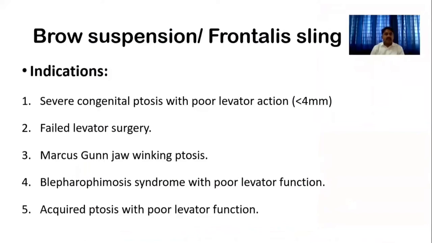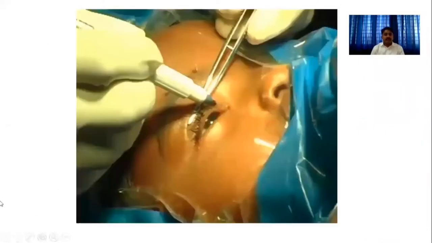The next surgery is the brow suspension, also called frontalis sling. The indications for this surgery are severe congenital ptosis with less than 4 millimeters of LPS action, multiple failed levator surgeries, Marcus Gunn jaw-winking phenomenon, blepharophimosis epicanthus inversus syndrome, and acquired ptosis with very poor levator function. You can try brow suspension.